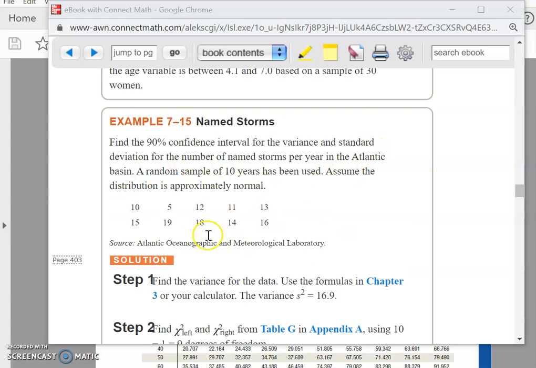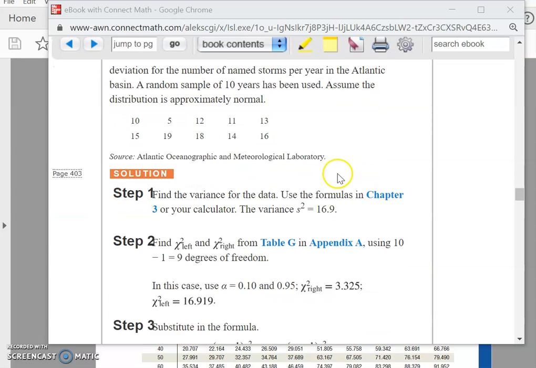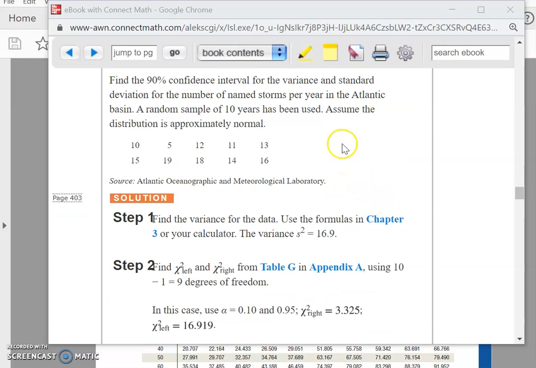Okay, so easy peasy, right? All you do, you get a 90% confidence level, so your error budget is 10. Alpha is 10%, half of alpha is 5%. Random sample of 10 years, so n is 10, so my degree of freedom is 9. They tell you that it's approximately normal. So now it's just a matter of cranking this out, okay?